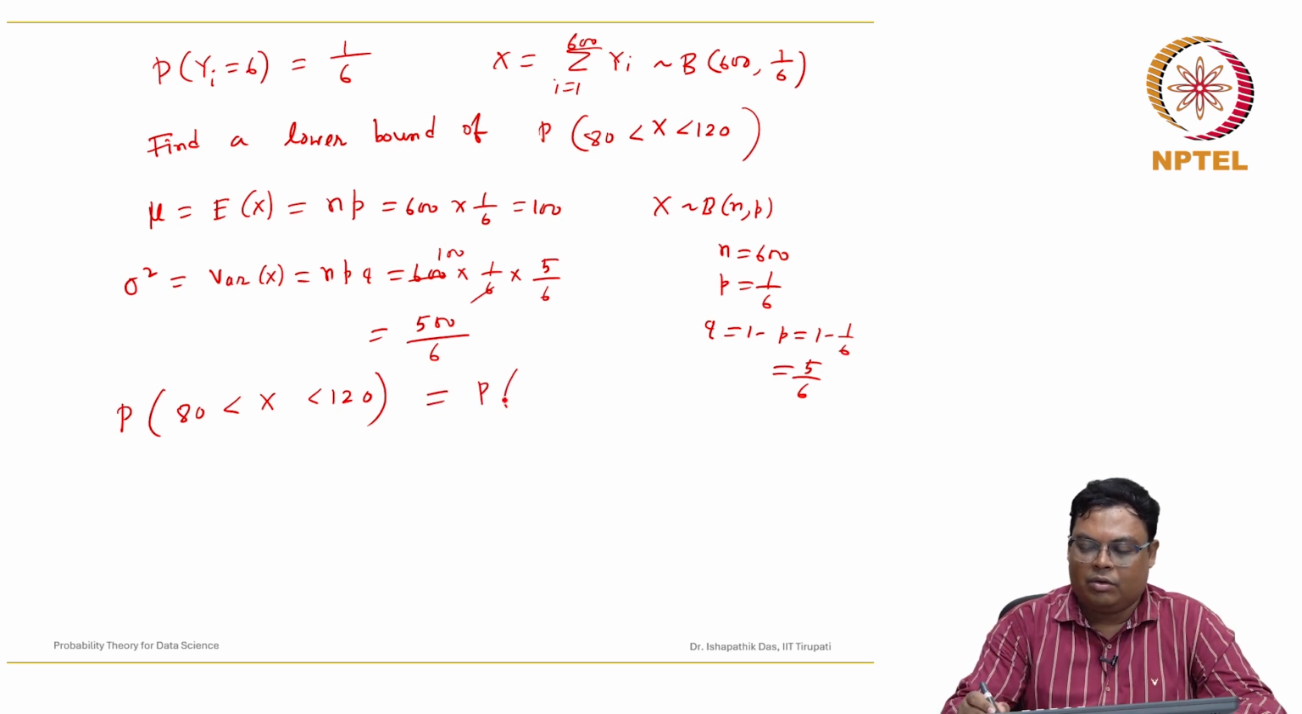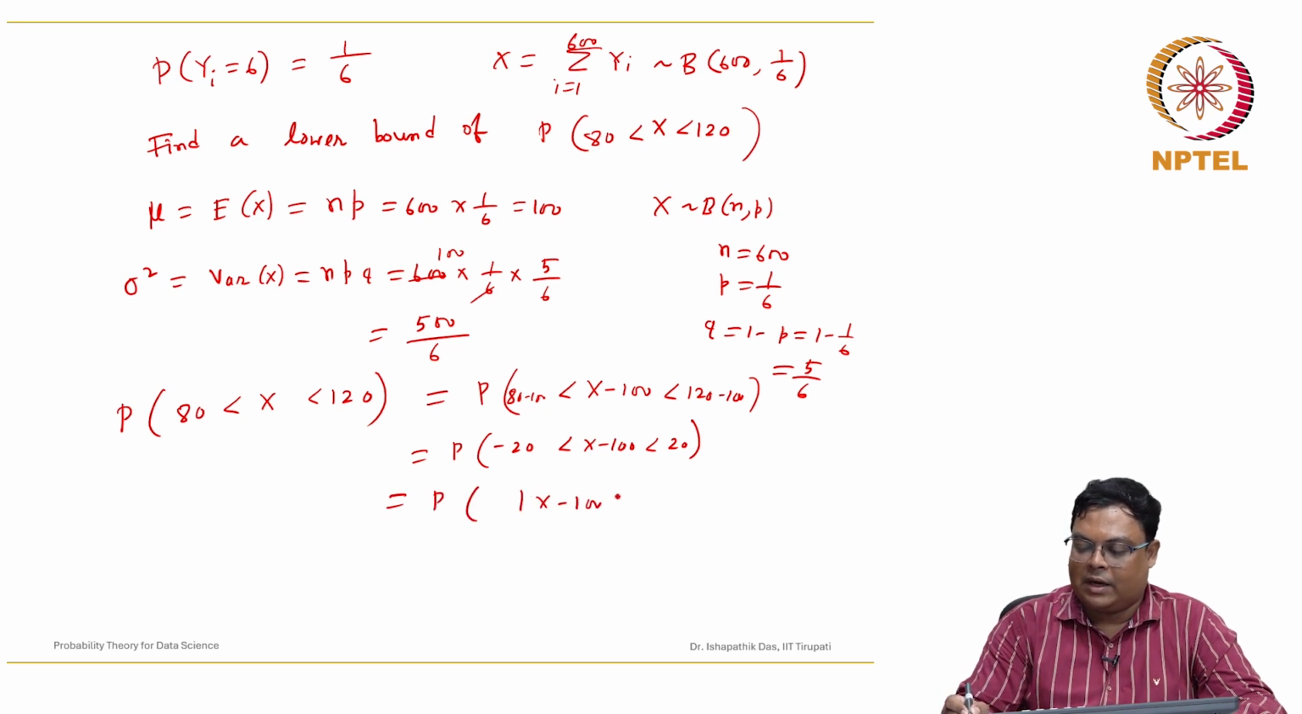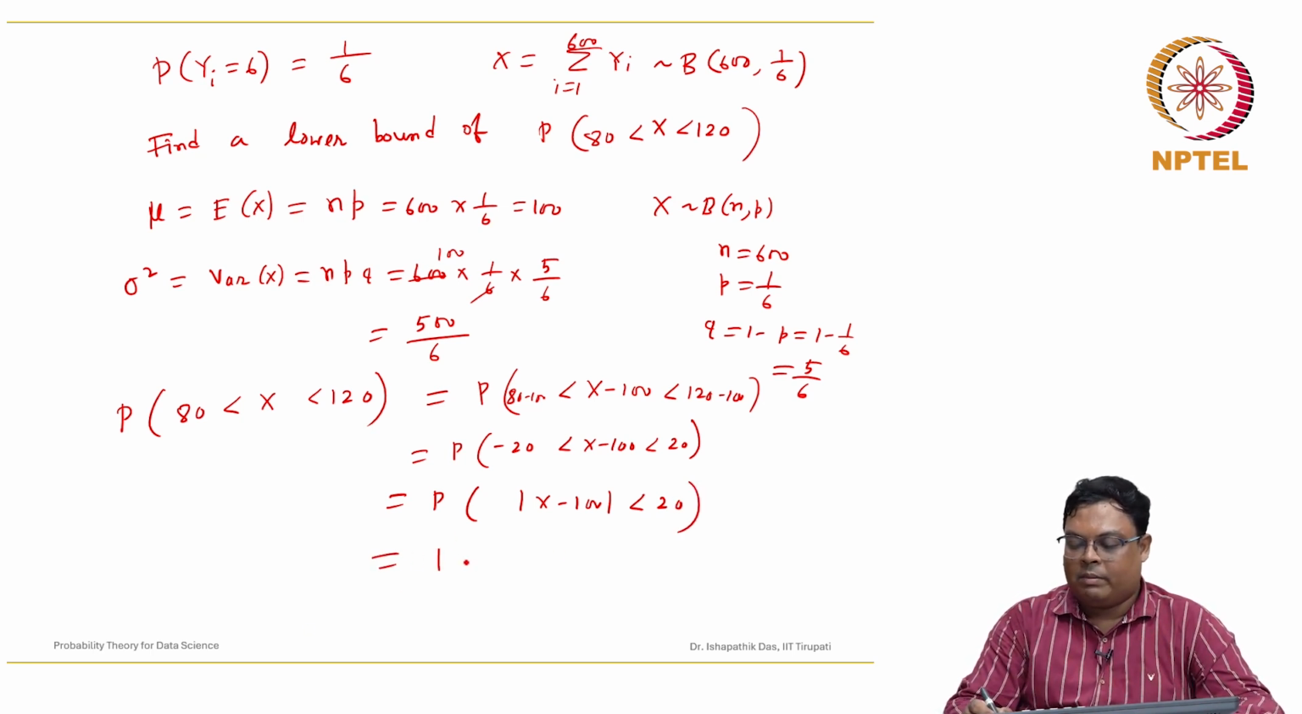So this is equal to the probability that, since mu is 100, if you subtract 100, X minus mu lies between 80 minus 100 and 120 minus 100. So this is equal to the probability that minus 20 is less than X minus 100, which is less than 20. So basically the probability is that the absolute value of X minus 100 is less than 20. Now this is nothing but 1 minus the probability of the complement, that the absolute value of X minus 100 is greater than or equal to 20.